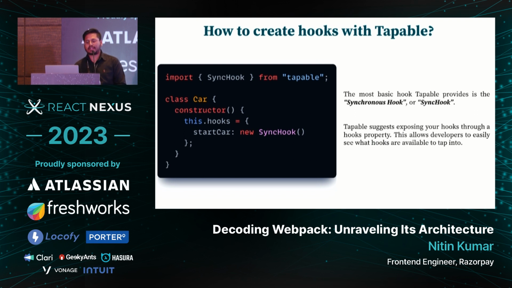So how do we create hooks with Tapable? The most basic hook that Tapable provides is a synchronous hook, or sync hook. Tapable suggests exposing your hooks through a hooks property. So you create a class. Here we have created a car class, and in the constructor we have defined a hooks property, this.hooks, and in this we have defined a start car hook.